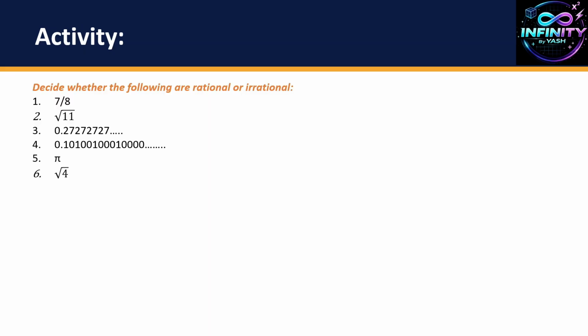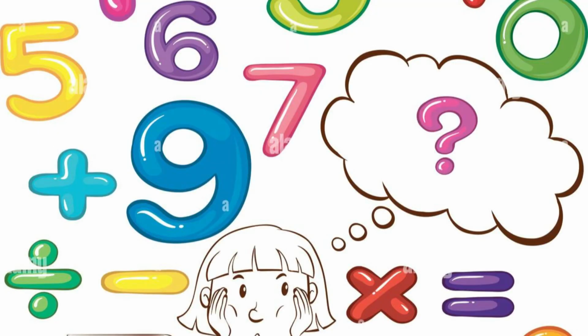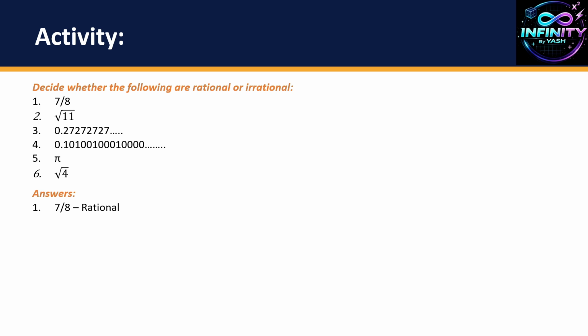Now pause the video and decide whether the following are rational or irrational. Root 7 by 8 is rational because it is in the form of p by q and q is not equal to 0. Root 11 is an irrational number. Then 0.272727 is rational because the digits are repeating. Now for the fourth question, the answer is irrational.